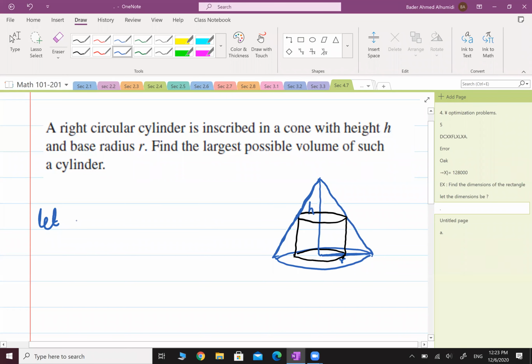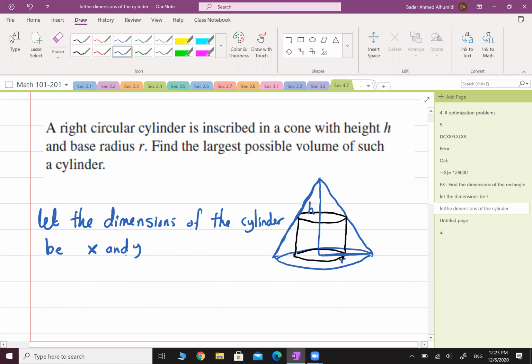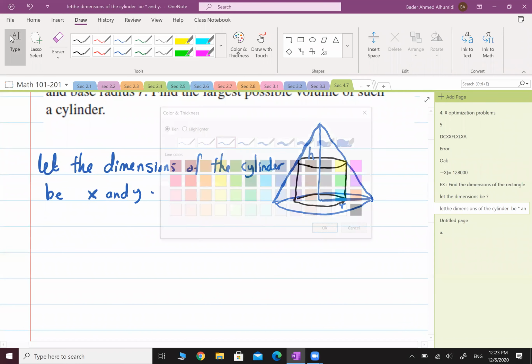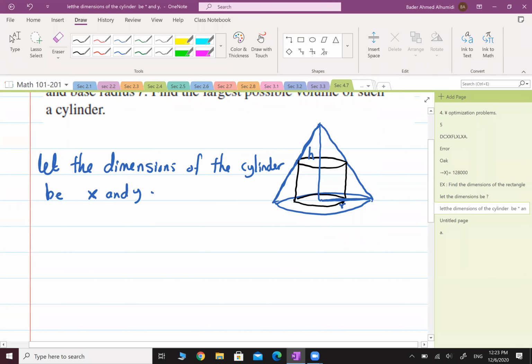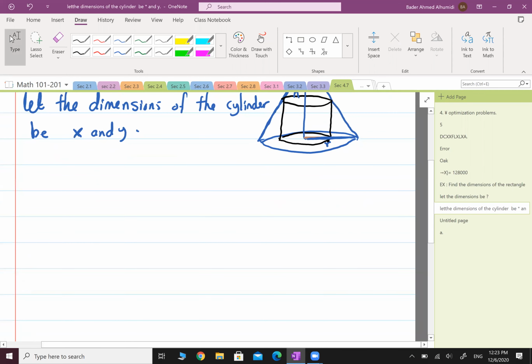Let the dimensions of the cylinder be, we need to give the radius, I will call it x, and the height, I will call it y, if you like. So what is x, what is y? I will try to point them out with a different color here. This is what I mean by x. This is x.